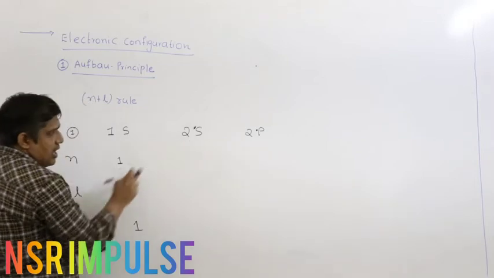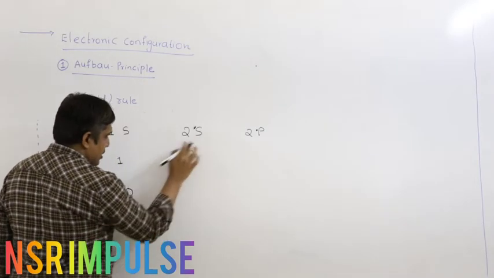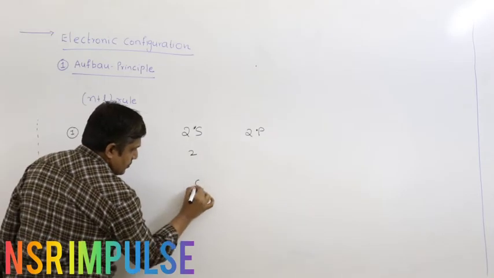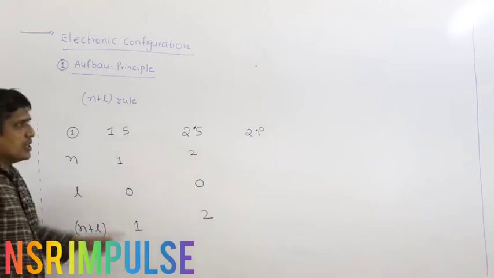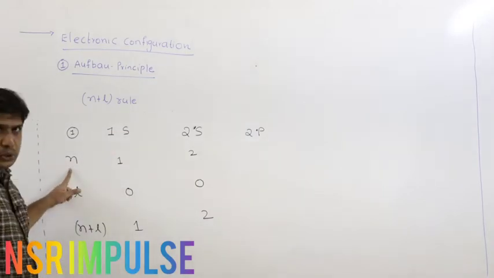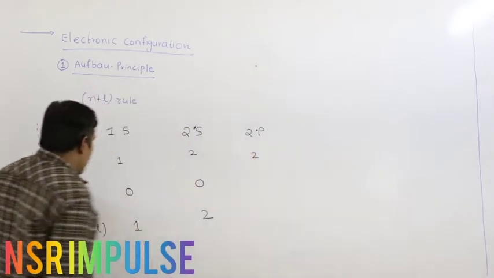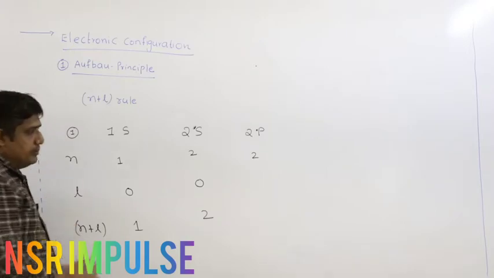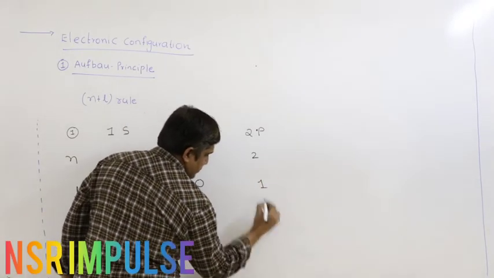For 2s orbital, principal quantum number n is 2. For s orbital, L value is 0. 2 plus 0 is 2. So let us go for 2p orbital. For 2p orbital, n value is 2. For p orbital, L value is 1. 2 plus 1 is 3.